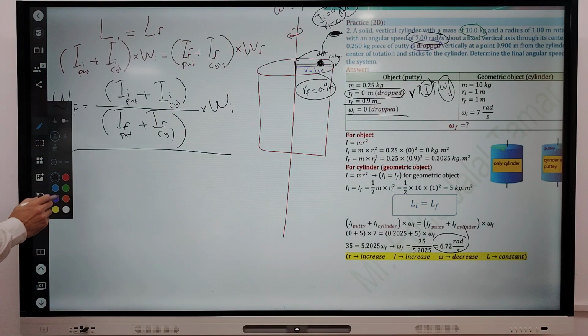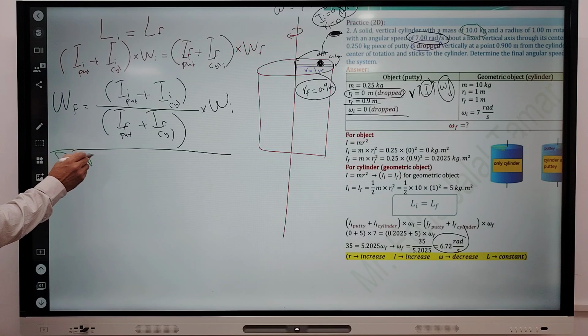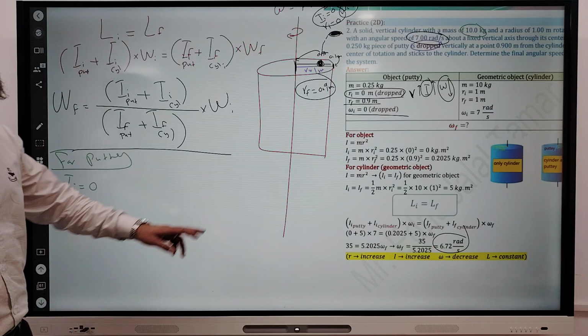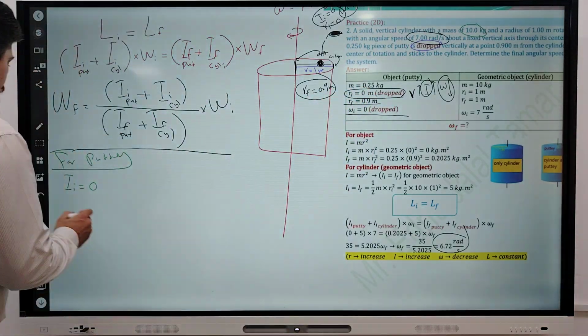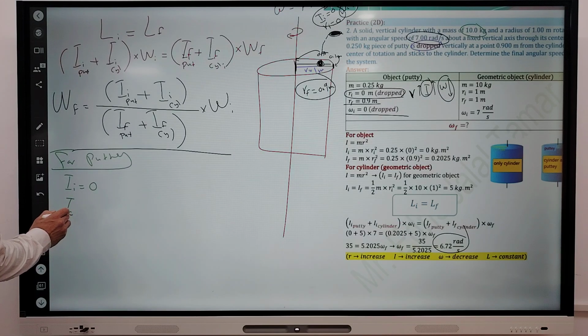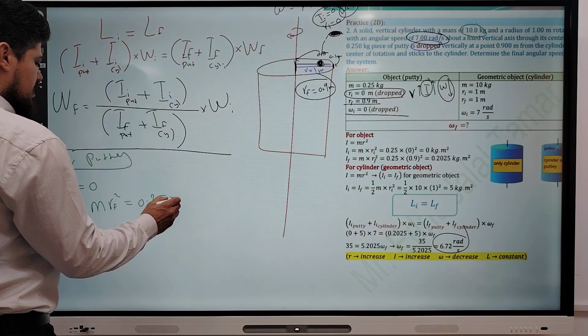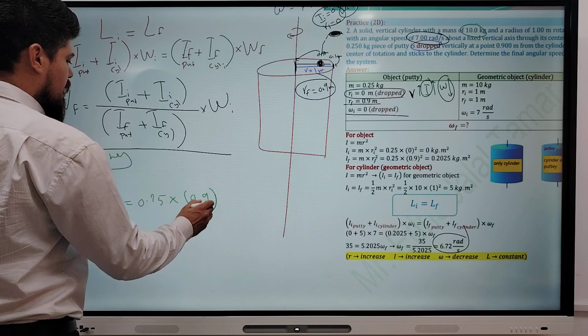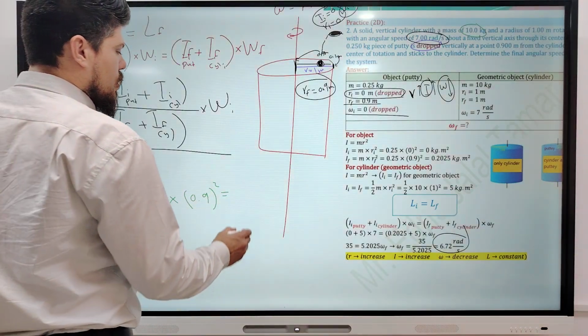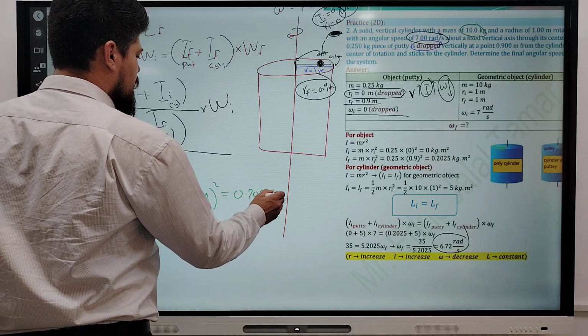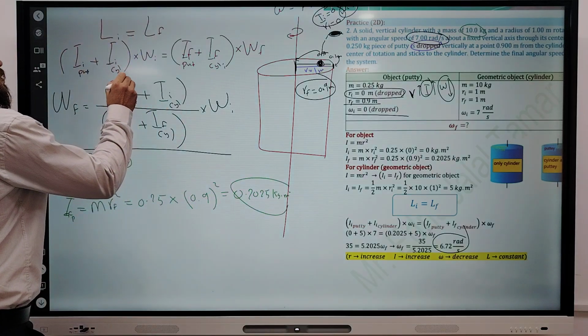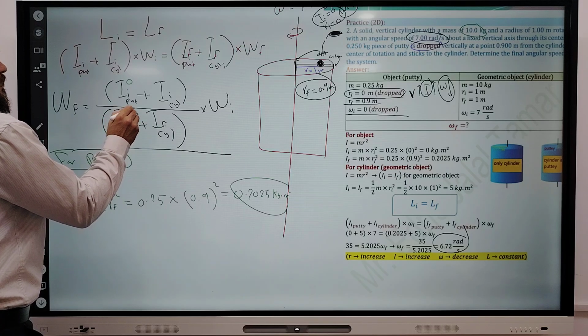Okay, now for the putty at first, I initial is equal to 0. Why? Because the piece of putty is dropped. So I final for the putty is equal to what? Because the putty is considered to be a point mass, m r final square. The mass of the putty was given, 0.25, times r final, 0.9, square is equal to 0.2025 kilogram meter square. I initial 0, I final 0.2025.